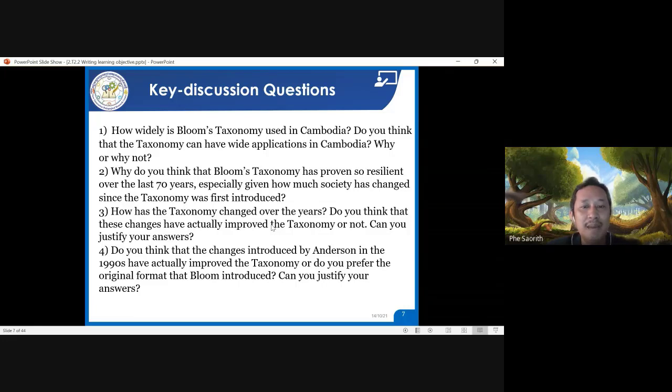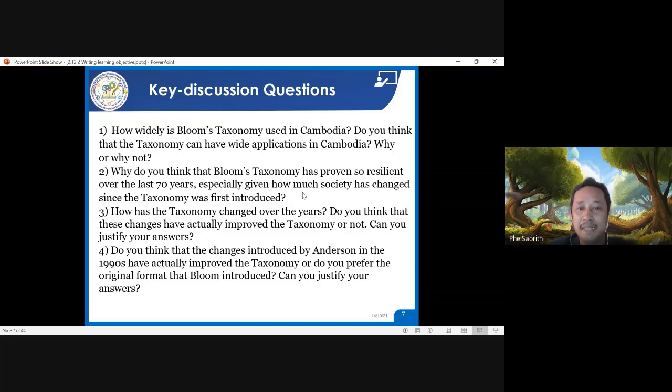Do you think that the changes have actually improved the taxonomy or not? Can you justify your answer?